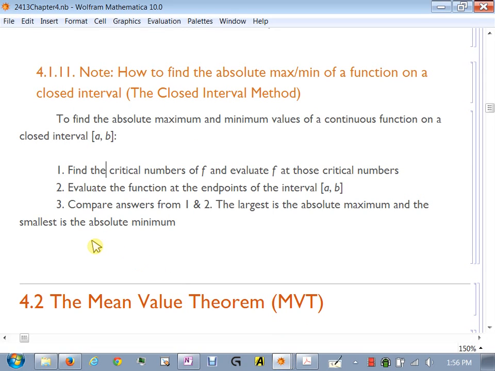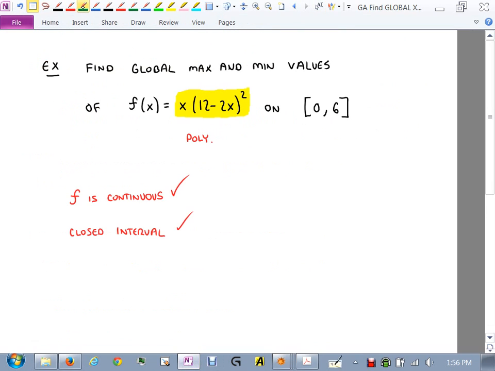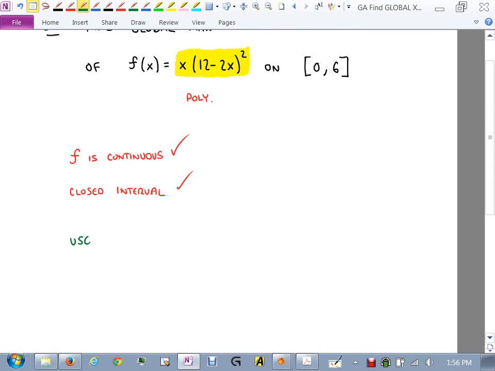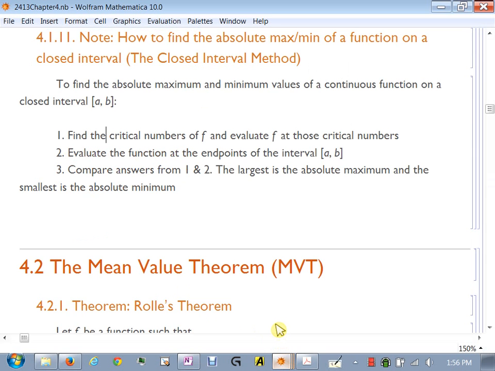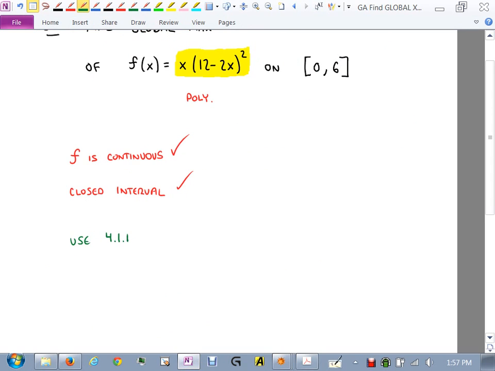Okay, so let's do this. First thing I'm going to do, I'm going to let everyone know what I'm doing. I'm going to use 4.1.11, which we will call the closed interval method.